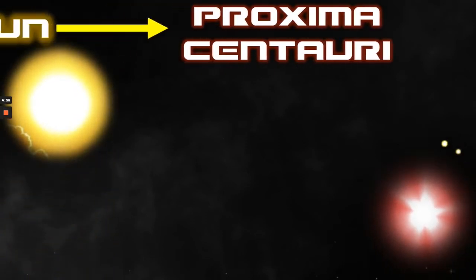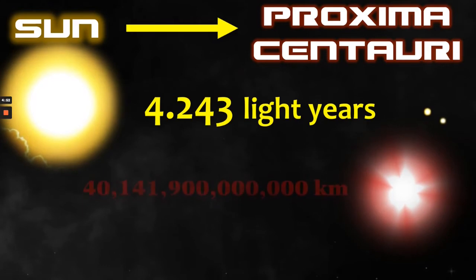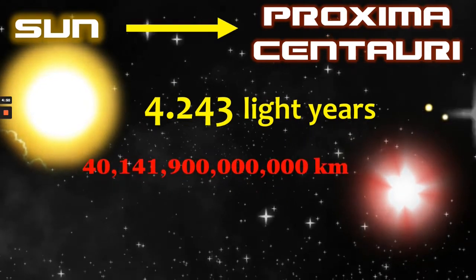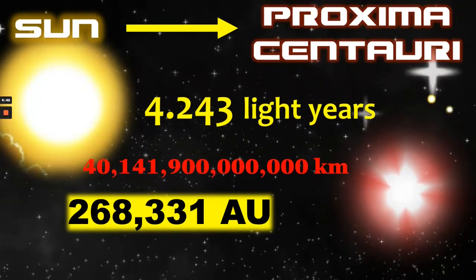Next then, how about the Sun to Proxima Centauri, the closest known star? Well, now we move out to 4.243 light years, some 40 trillion kilometres. That translates to 268,000 astronomical units.